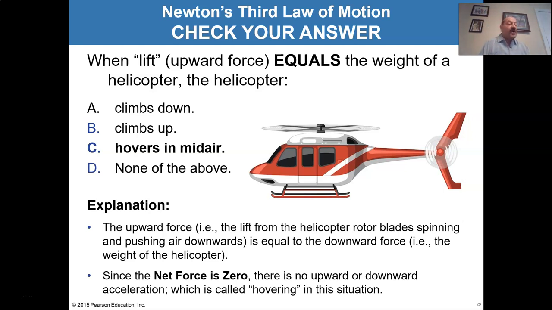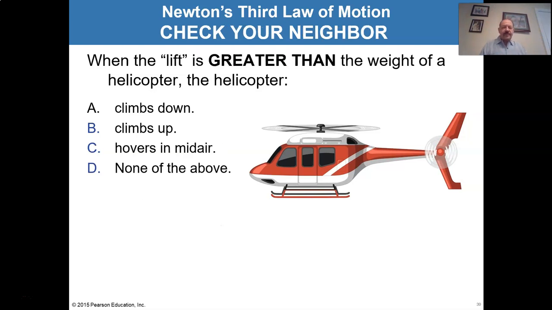So that could have been another correct possible answer. It could have been that it was just moving up at a constant speed or down at a constant speed. And I know that's misleading in this question. It probably should be worded better, and I'll change that. When the lift is greater than the weight of the helicopter, okay, now this is a more definite situation. The helicopter A, climbs down, climbs up, hovers in midair, or none of the above.